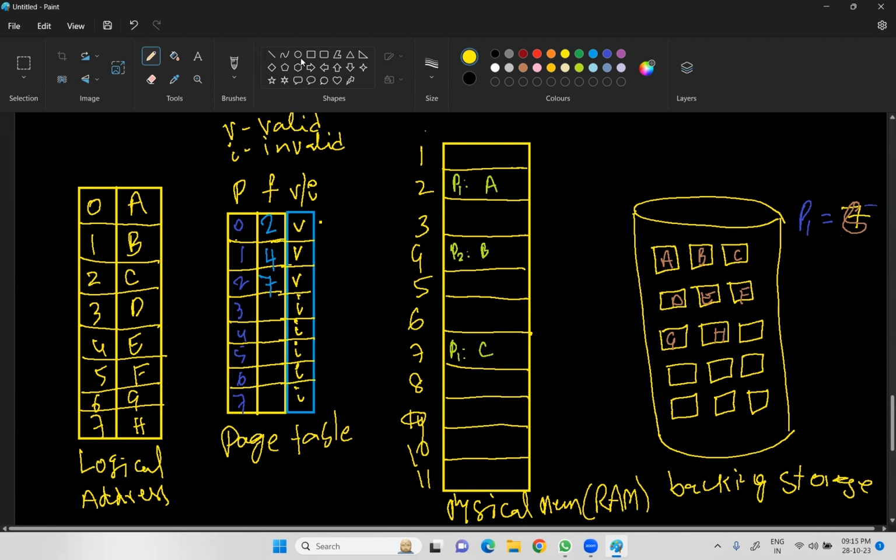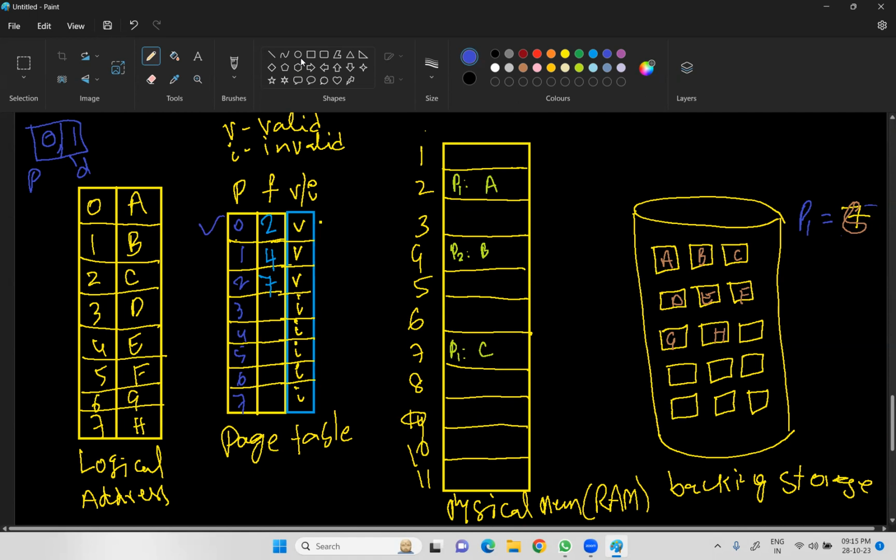Now the CPU has generated one address. For example, let us not write this one, just wait for my instruction here. The CPU generated one address, that is 0, 1. This is the address being generated. 0 is the page number, 1 is the displacement. Does 0 exist within the page table? Yes, it exists. You can see the 0th page is there.